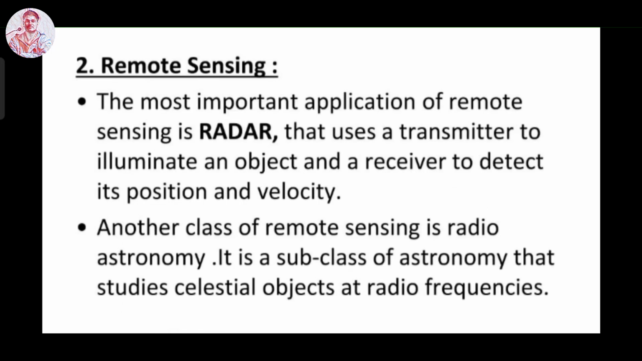The second application is in remote sensing techniques. The most important application of remote sensing is radar, ranging and detection of objects, which uses a transmitter to illuminate an object and a receiver to detect its position and velocity. Another class of remote sensing is radio astronomy. It is a subclass of astronomy that studies celestial objects at radio frequencies.